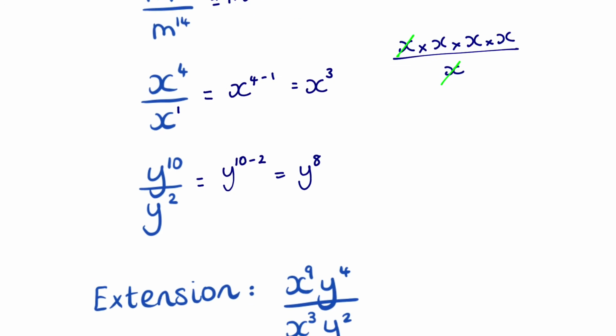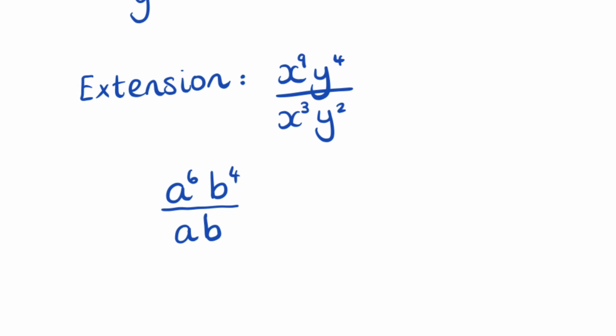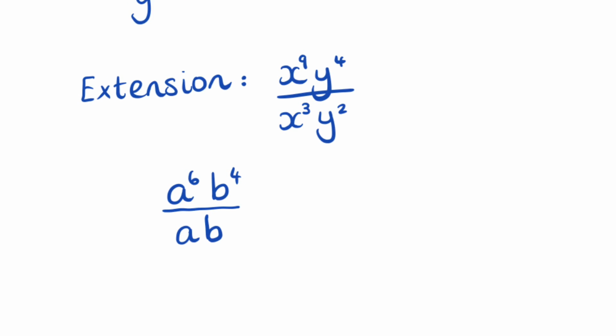Okay? So, let's just have a look at a couple more slightly further on questions. And at the moment, I'm considering these to be extension questions. So, if you can do them, that's brilliant. So, all we do is we deal with the letters separately. So if we're looking at the x's, we're forgetting about the y's, okay? So x to the power 9 over x to the power 3, or x to the power 9 divided by x to the power 3. We're going to take away those powers. And then we've got y, and it's y to the power 4 divided by y squared. So we're going to subtract. So our answer there is x to the power 6, y squared.